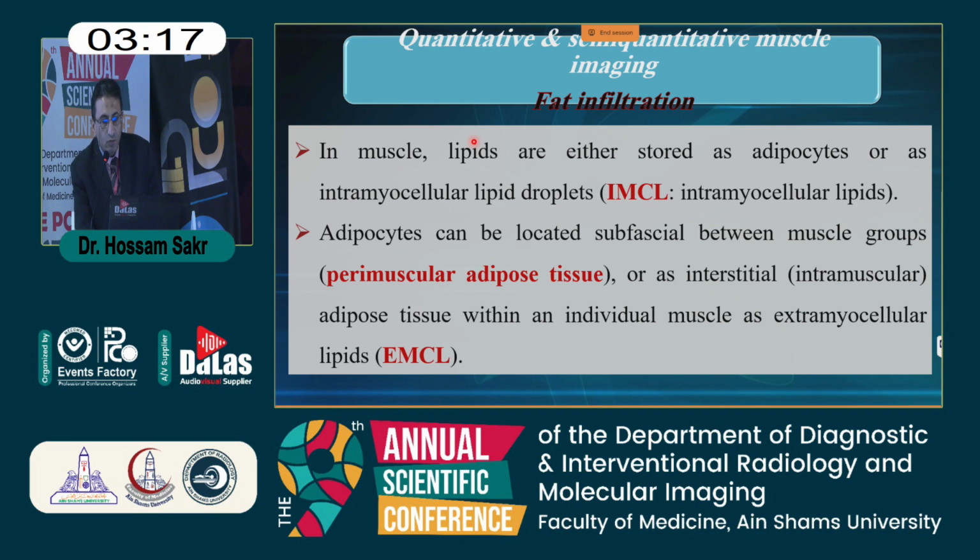The second topic to quantify with imaging is fatty infiltration in muscles. Lipids are either stored as adipocytes or as intramyocellular lipid droplets, called intramyocellular lipids. Adipocytes can be located subfascial between the muscle groups, called perimuscular adipose tissue, or as interstitial intramuscular adipose tissue within an individual muscle, called extramyocellular lipids.